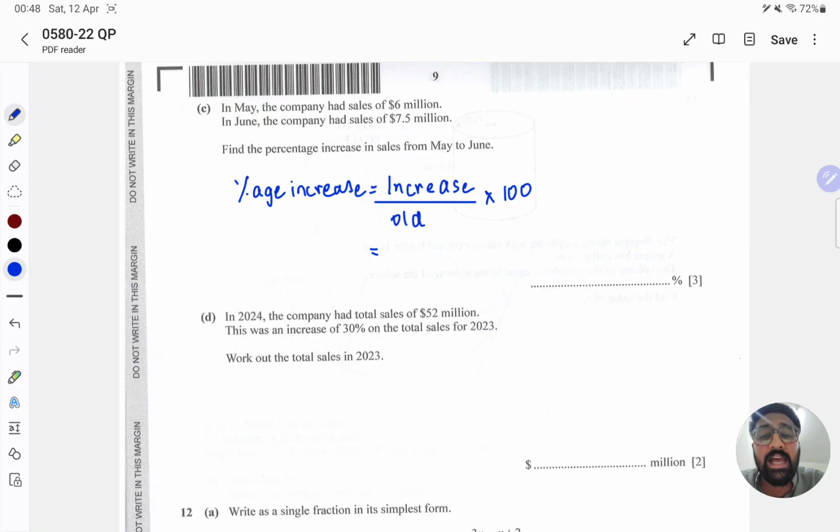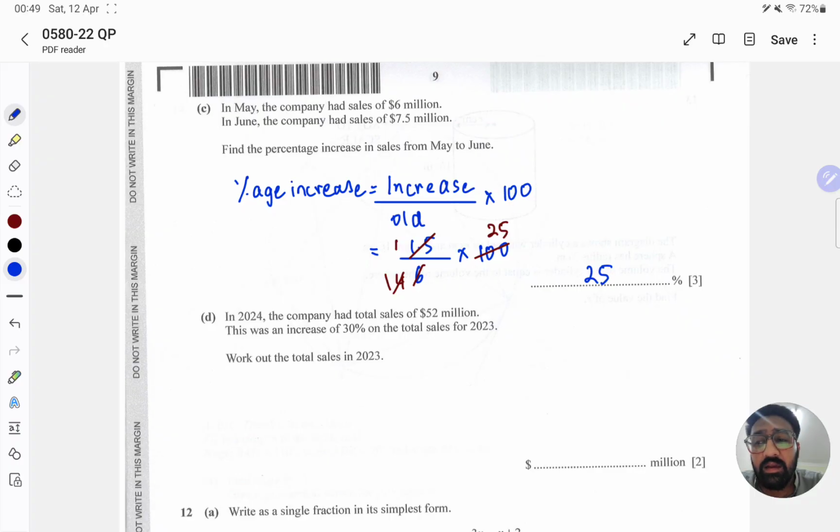So how much increase is happening? It is $1.5 million divided by the old value, the previous value, which is 6, multiplied with 100. If I simplify, 1.5 times 4 is 1.5 plus 1.5 is 3, and 3 plus 3 is 6. So 4 times 1.5 is 6, and 4 times 25 is 100. So there is a 25% increase from May to June sales.